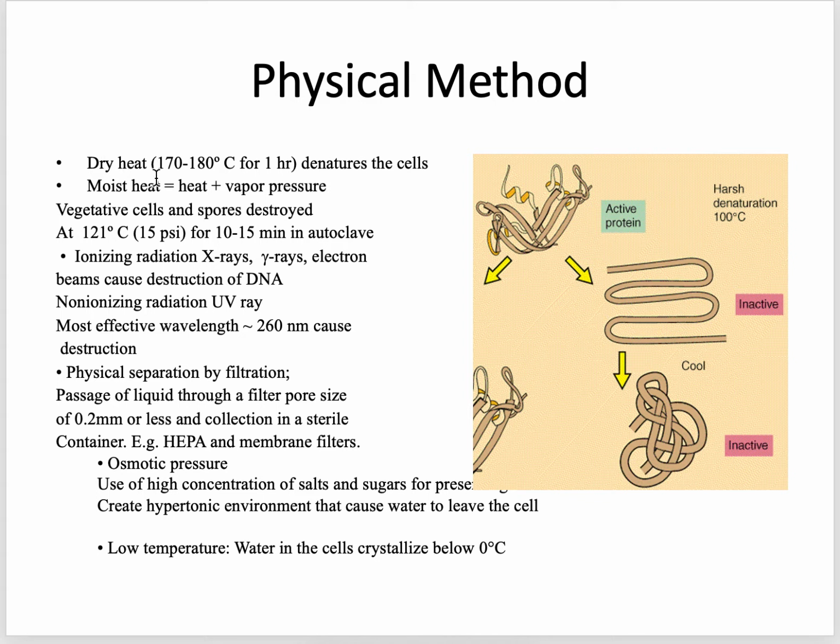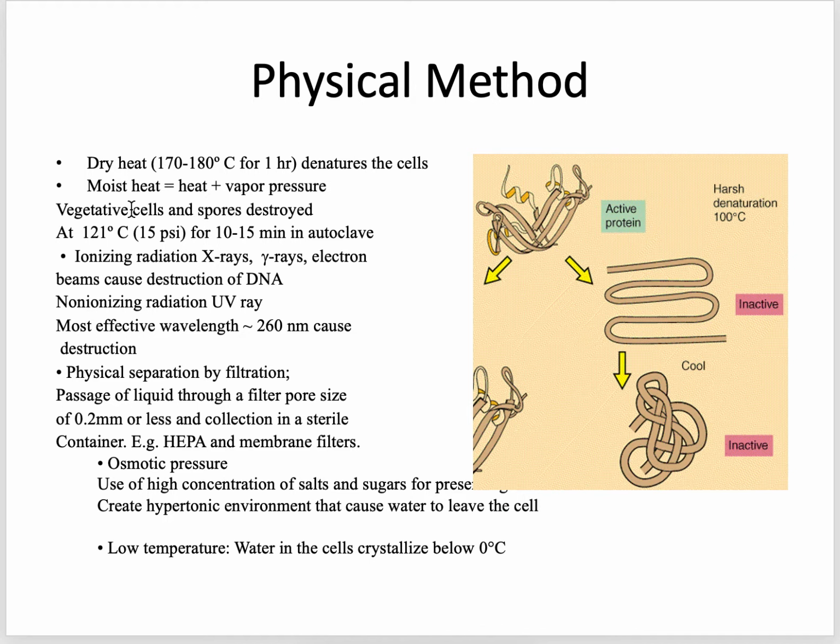We can use dry heat. Dry heat means no moisture will be there. And the dry heat conditions are like 170 to 180 degrees Celsius for 1 hour. These are the basic parameters of dry heat. I mean, if you want to kill bacteria by using dry heat, you have to heat at 170 to 180 degrees Celsius for 1 hour. And why do the cells die at this temperature? Because denaturation of cells occurs. This was one method of heating.